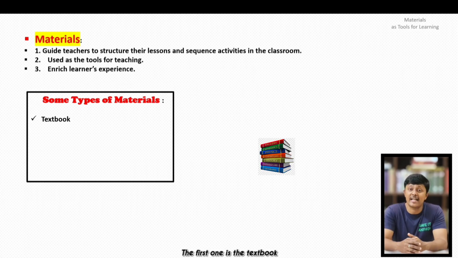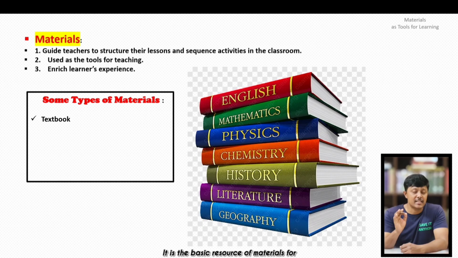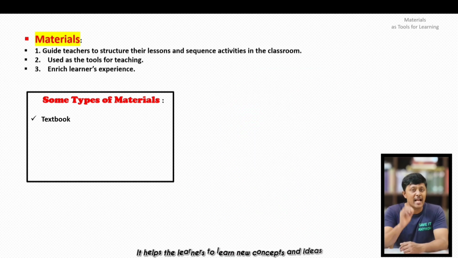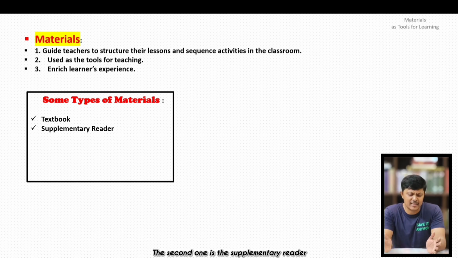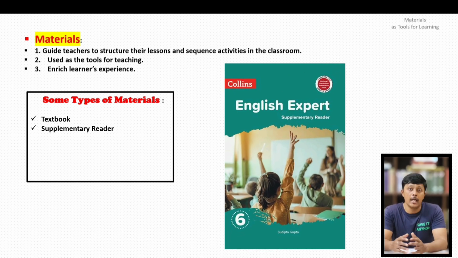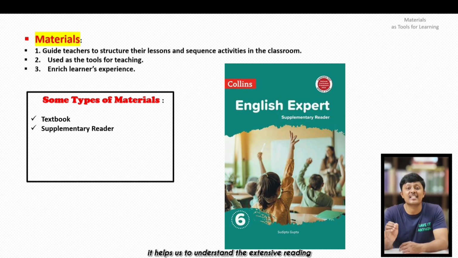The first one is the textbook. It is the basic resource of materials for both teachers and learners. It helps the learners to learn new concepts and ideas. It will develop their reading and comprehension skills. The second one is the supplementary reader. It helps us to understand extensive reading.